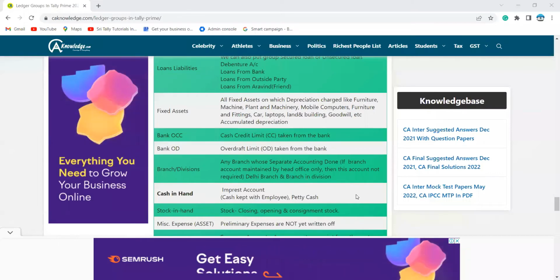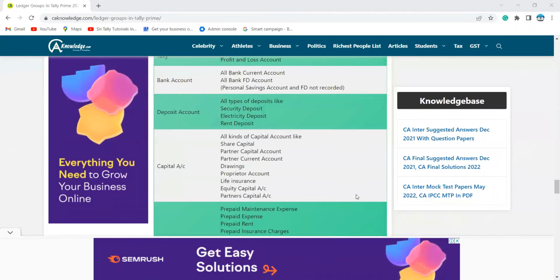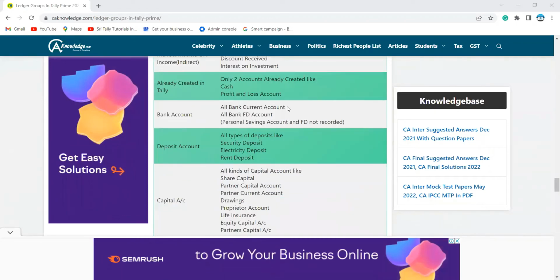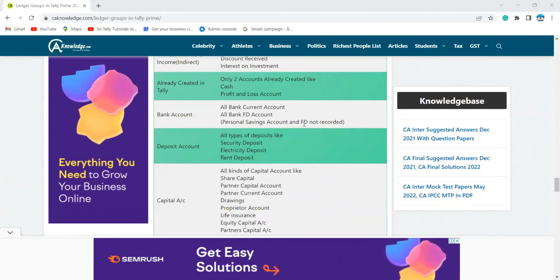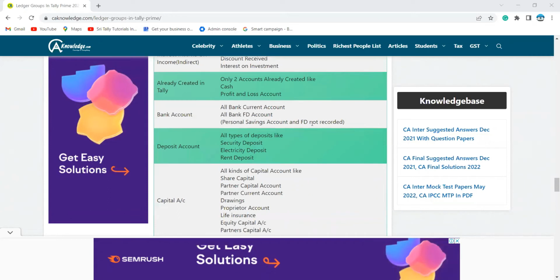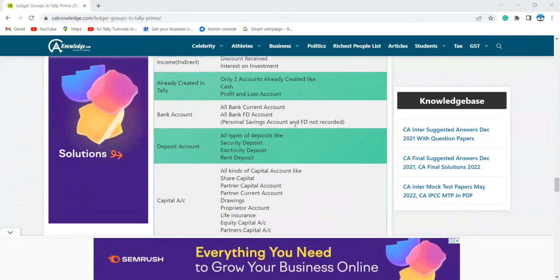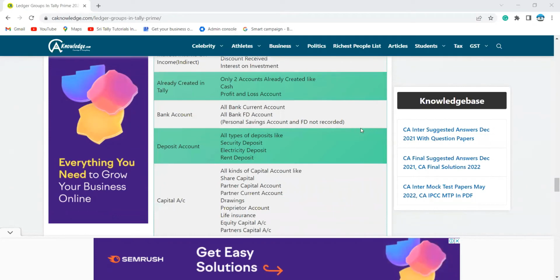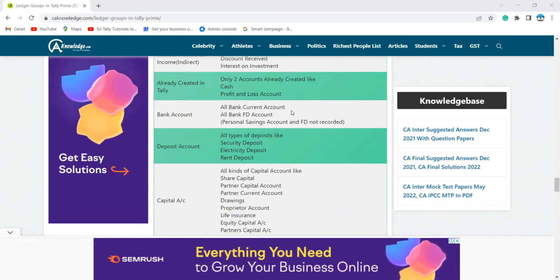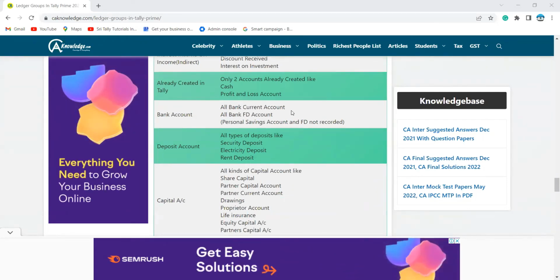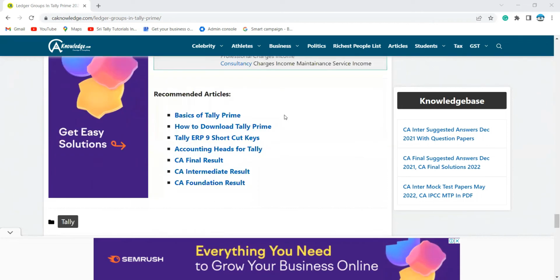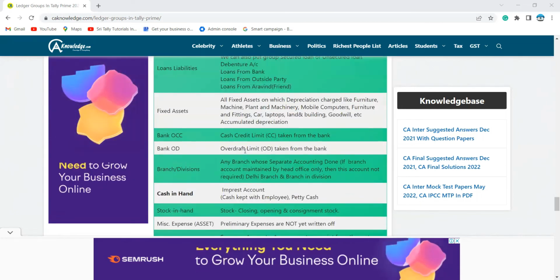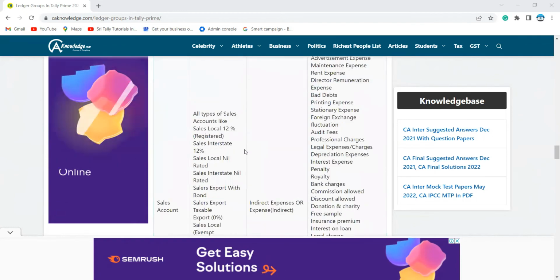Under bank accounts come all bank current accounts, all bank fixed deposit accounts, and personal savings accounts. Suppose you are working in an organization and you open accounts in a bank; that comes under bank accounts. Examples of bank accounts are SBI Bank and HDFC Bank.